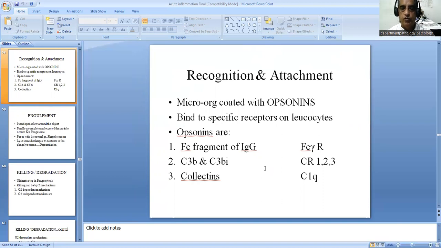There are certain substances which are known as opsonins. Loosely translated, opsonins are some morsels that make the food more tasty. So they render the bacterial product to be attached more tasty, or more recognizable, so that the cells can recognize them. They are the Fc fragment of IgG, and the corresponding receptor is Fc gamma R. Then C3b and C3bi, the complement fractions of complement 3. CR1, 2, 3 are the corresponding complement receptors. Then the collectins, and C1q is the corresponding receptor. Now opsonins coat the bacterial products, and then they bind to these receptors on the cells.